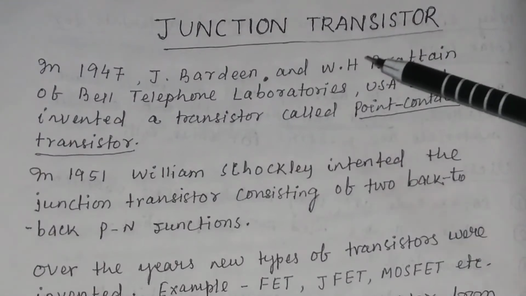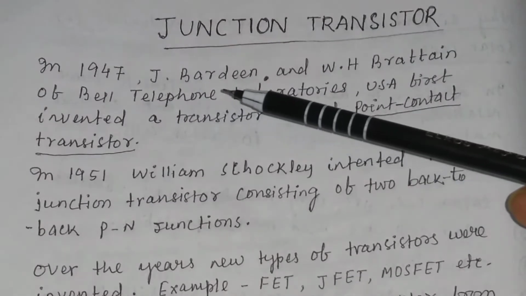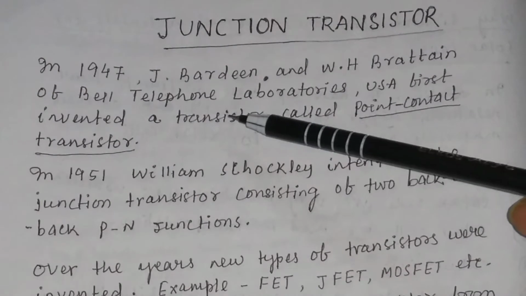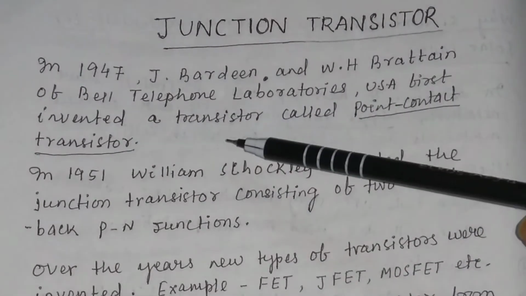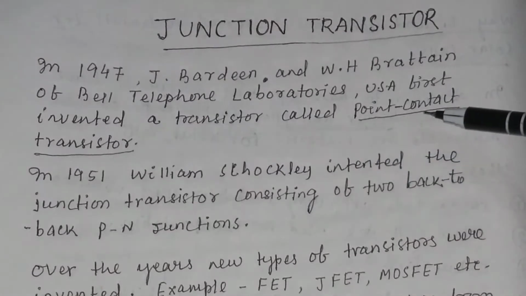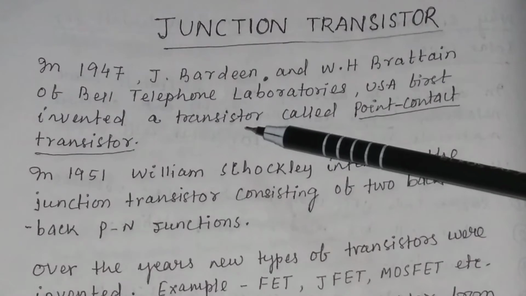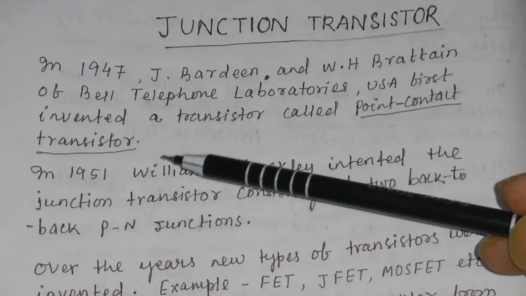Junction transistor. In 1947, J. Bardeen and W. H. Brattain of Bell Telephone Laboratories in USA first invented a transistor called the point contact transistor. So the first transistor is the point contact transistor.